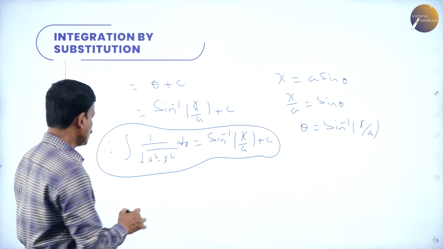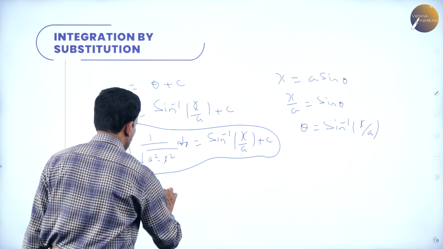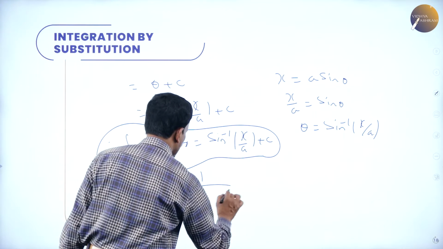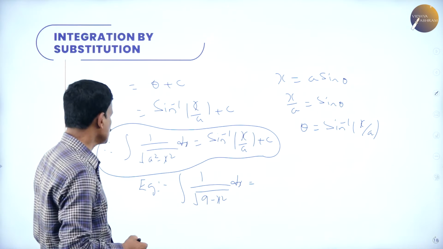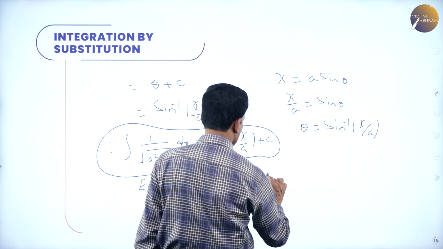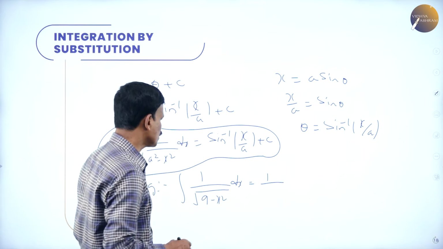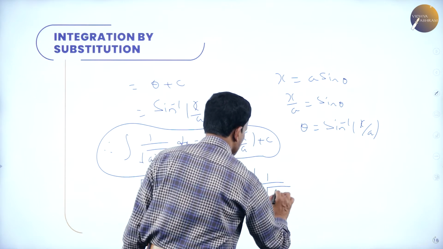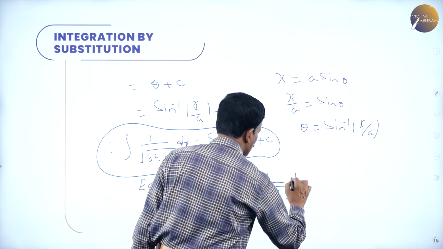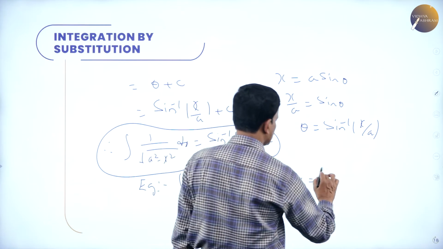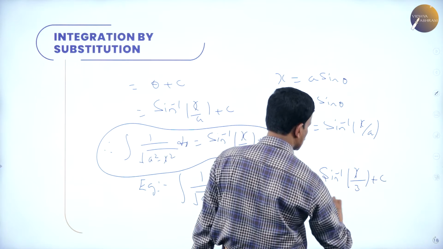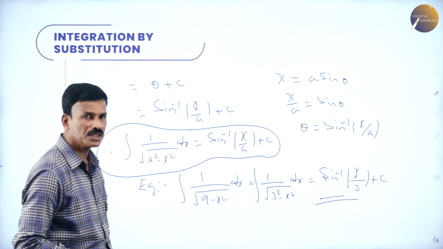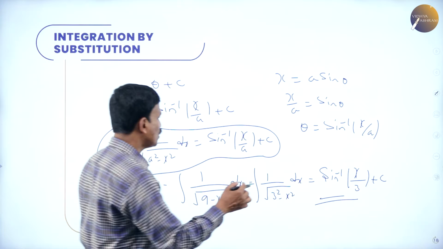Okay. Now, for example, in the examination, if they ask, evaluate 1 over root of 9 minus x square dx. 9 can be written as, what is the value of 9 here? That is nothing but 3 square. 1 over root of 3 square minus x square. What is a? a is equal to 3. So this can be written as sin inverse of x by 3 plus c, which is the integrated answer. Suppose in the examination they may ask like this.